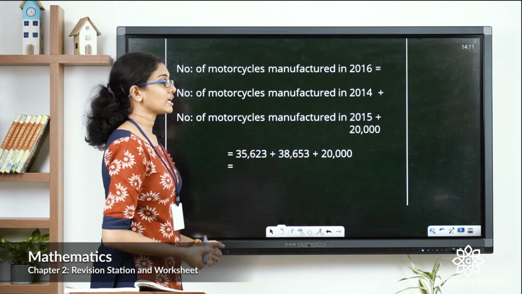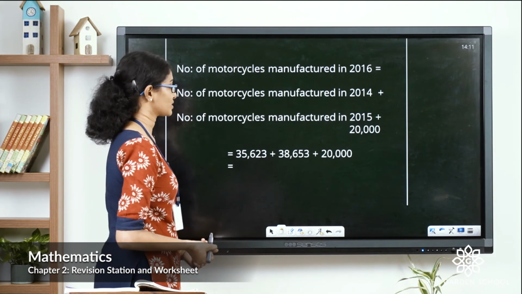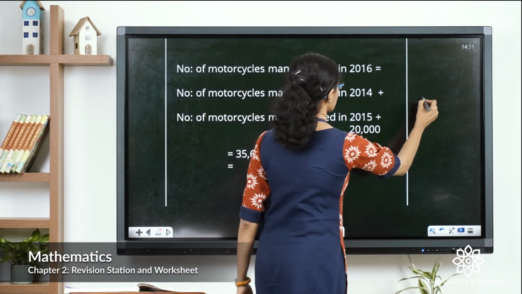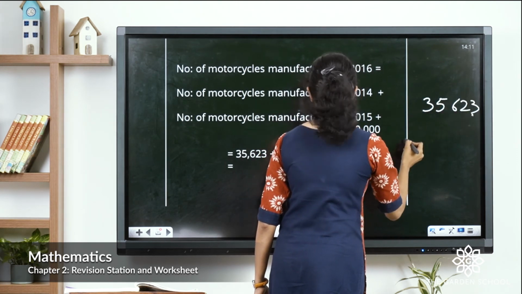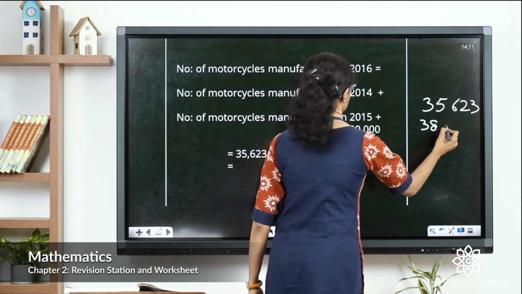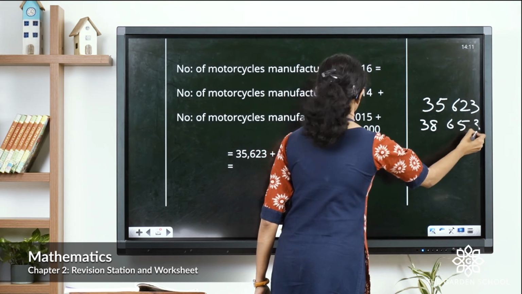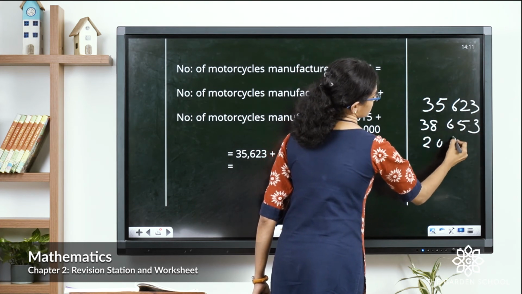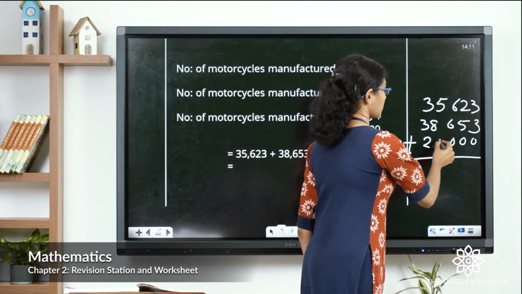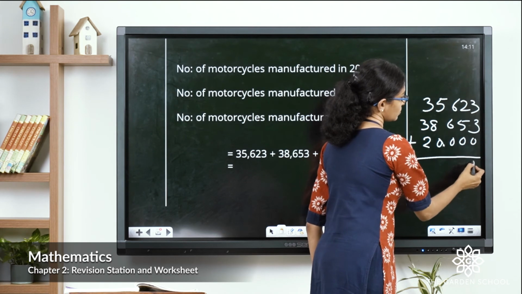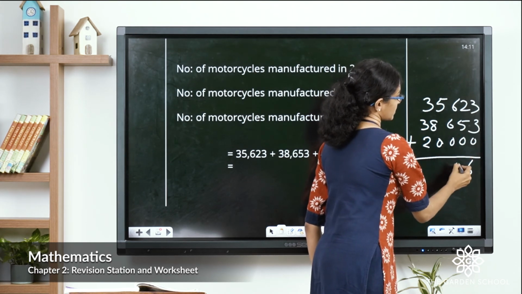Let's do the addition and find out the total number of motorcycles. So let's do the calculation in the working column. So it's 35,623 plus 38,653, then this 20,000. So let's do the addition. Let's start adding the ones. 3 plus 3 plus 0, it is 6. 5 plus 2, it is 7.